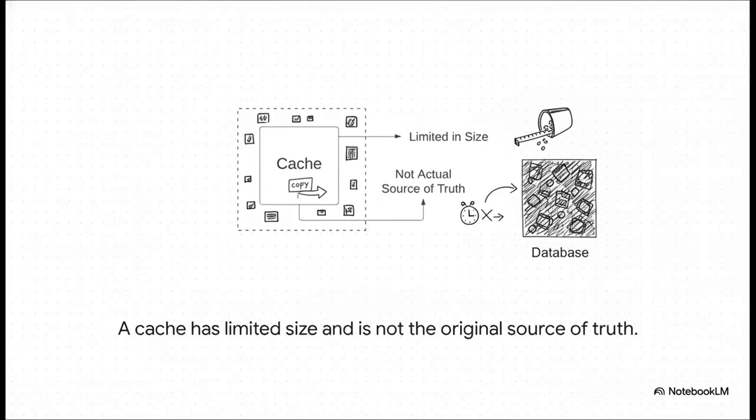Okay, problem number one, a cache is small. It has to be fast, which means it can't hold everything. And problem number two, and this is the really tricky one, the cache is just a copy. It's not the original source of truth. So what happens if the original data changes? Let's say a price gets updated in the main database. Well, now the copy in your cache is wrong. It's out of date. And that's what we call stale data.